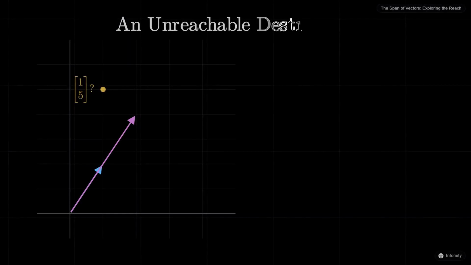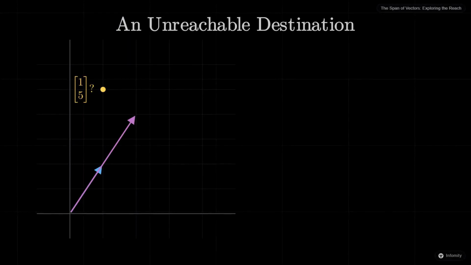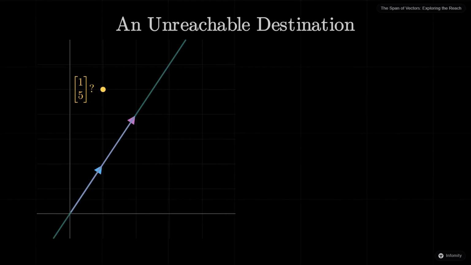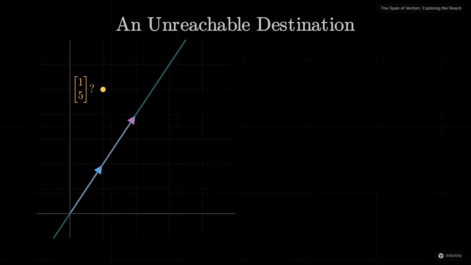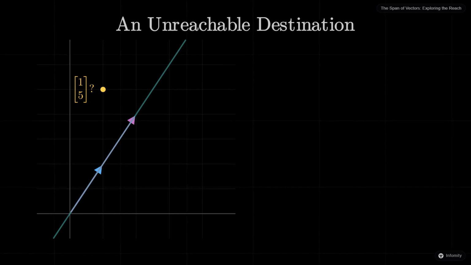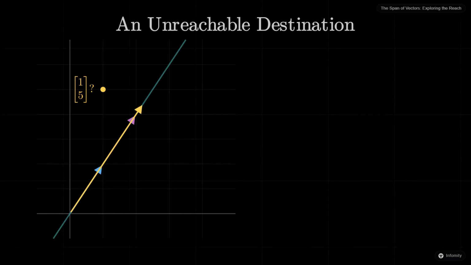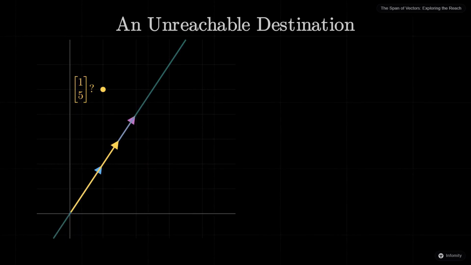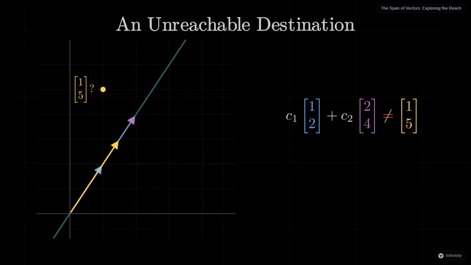But what if we try to reach the point 1, 5? Since both of our starting vectors lie on the line where y is always twice as large as x, any combination of them must also stay on that line. No matter how we turn our dials, we can never reach the point 1, 5. The math confirms that this point lies completely outside our span.